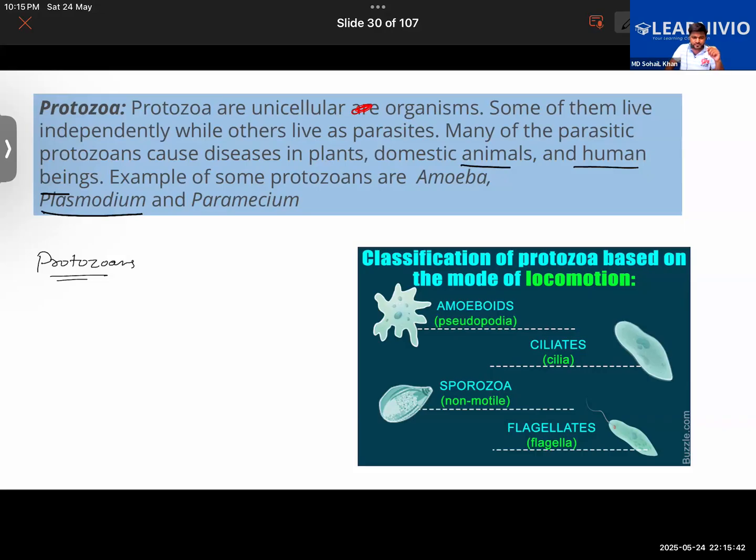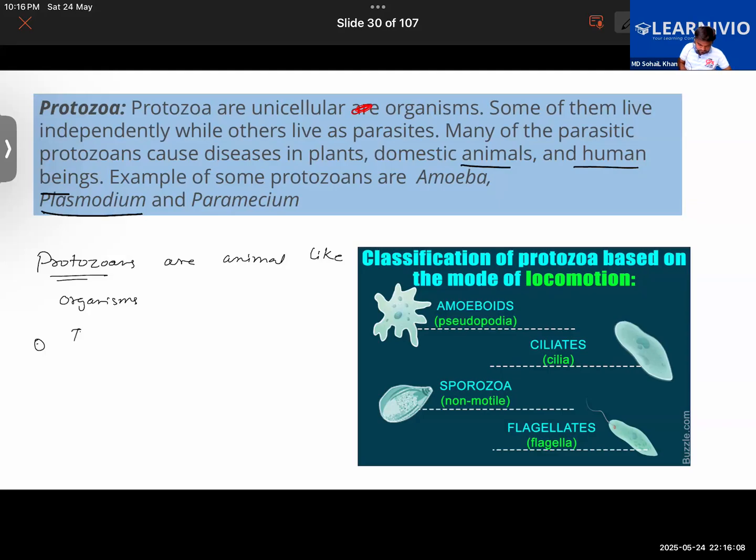Getting back to this, we'll be talking about the protozoans. They are animal-like organisms. Further, they are found living in ponds, lakes, dirty water, drains, rivers, and in the seawater also.